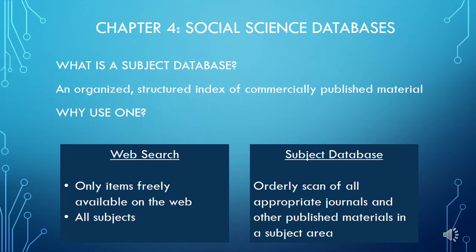Chapter 4 introduces us to subject databases. A subject database is an organized, structured index of commercially published material. So why use a subject database rather than a general web search? A web search will only retrieve items people have made freely available on the web, which excludes a large portion of scholarly published materials. A subject database will provide an orderly scan of appropriate published materials within a specific subject. This will provide more relevant results than a web search.